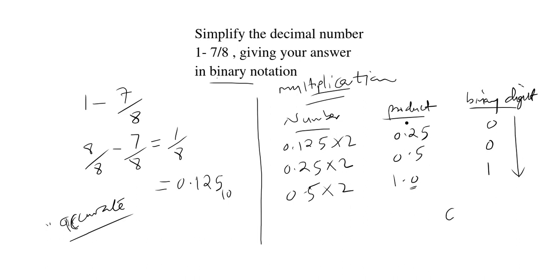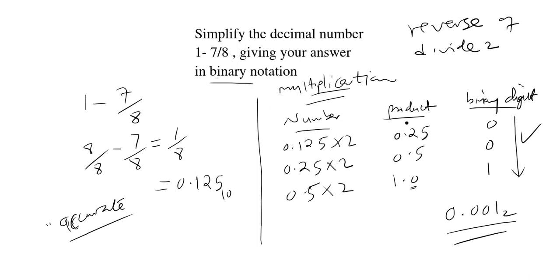and then our number will be 0.001 base 2. Remember, this method is the reverse of when you divide by 2. When you take a decimal number and divide by 2, we normally write from bottom to top to form the binary number. But in this case, when you multiply, you write from top to bottom. This now becomes our answer, which is the binary notation of 0.125.